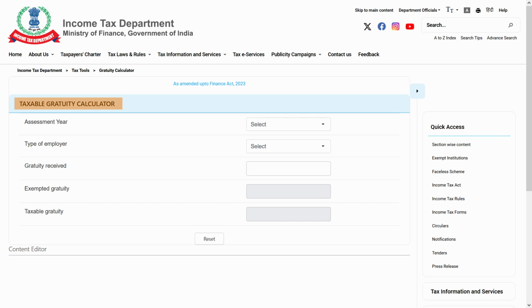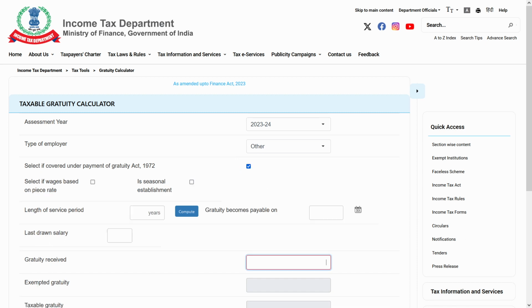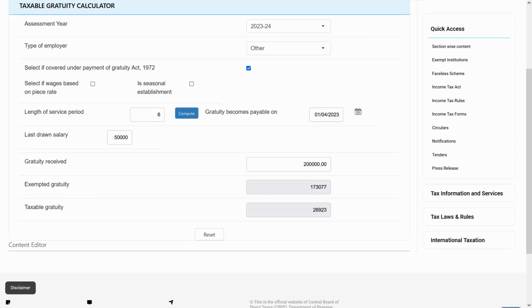This is the gratuity calculator. Select assessment year, type of employer, tick if your employer is covered under Payment of Gratuity Act. Usually an organization having 10 or more employees is covered under the Payment of Gratuity Act. Enter length of service period in years. Alternatively, click compute, enter date of joining and date of retirement or resignation. Length of service period would be computed.